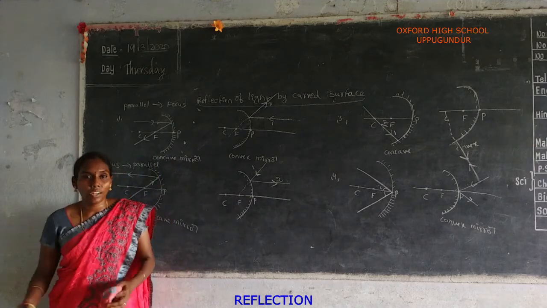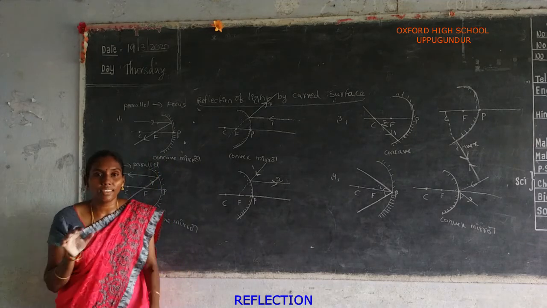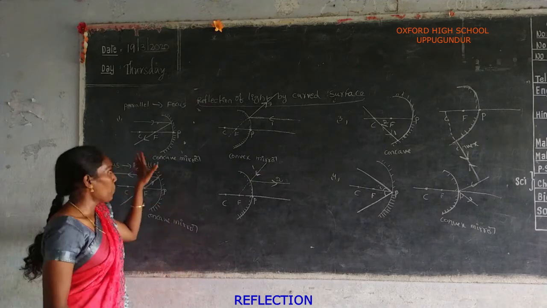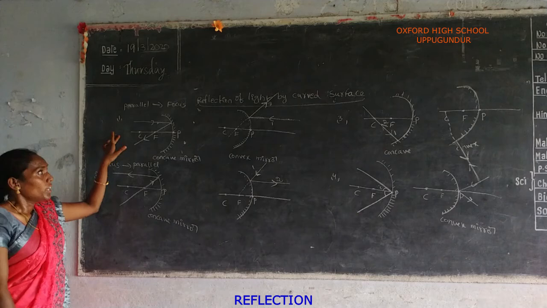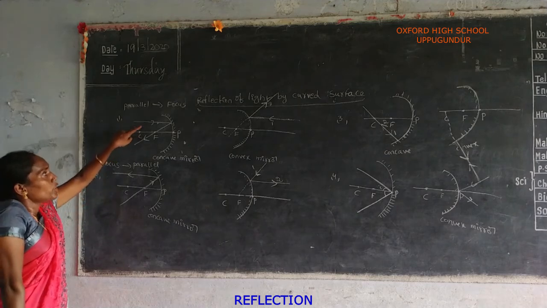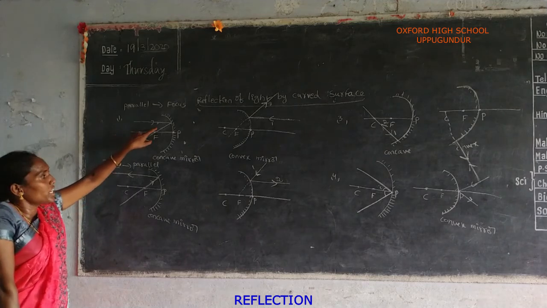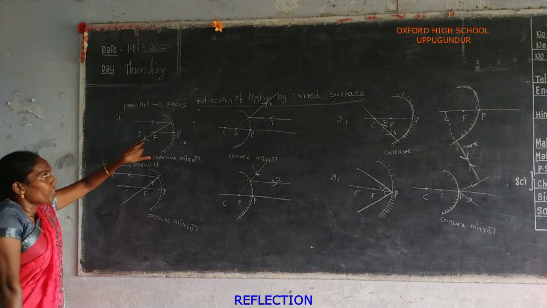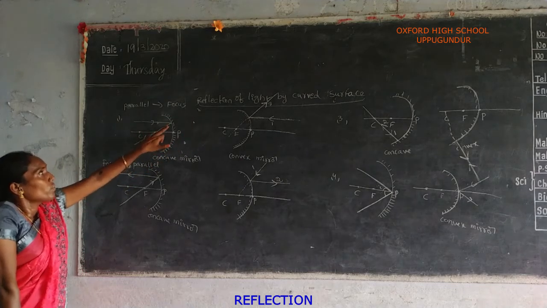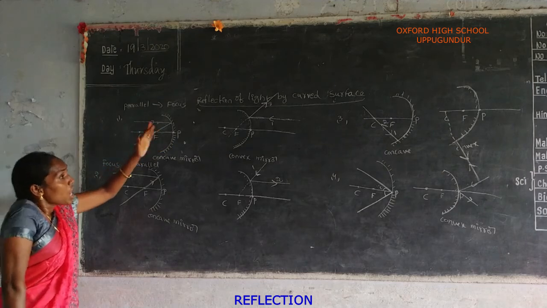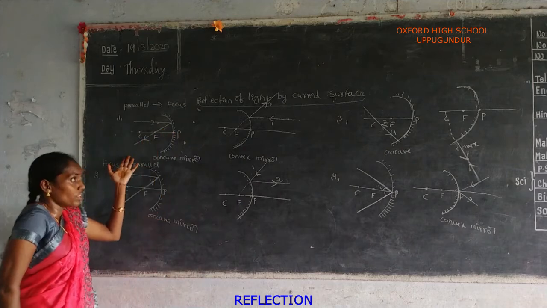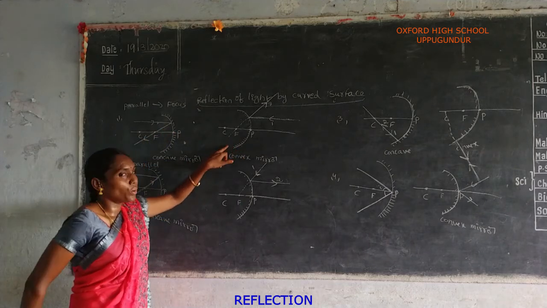The importance of the ray diagram is to find out the exact position of the image of the given object. Rule number 1. Any light ray which is parallel to the principal axis and is incident on the concave mirror or convex mirror, after reflection, the reflected ray will pass through the focus or appears to pass through the focus.